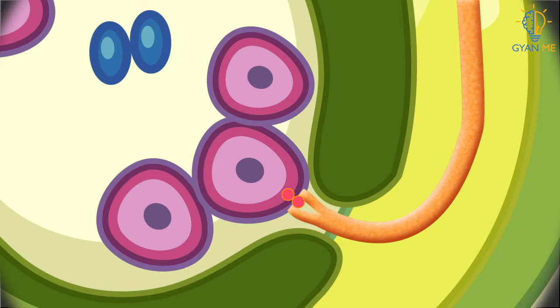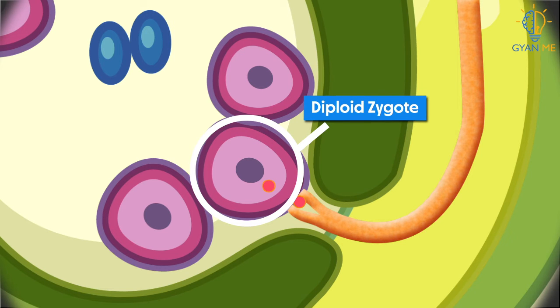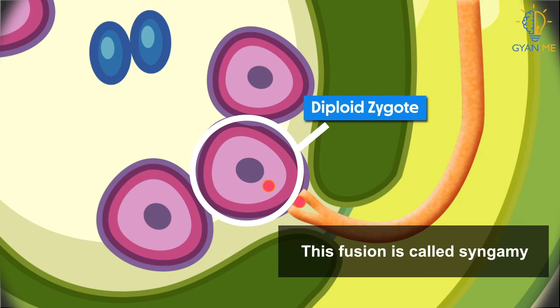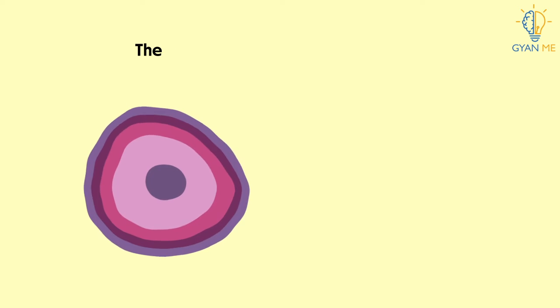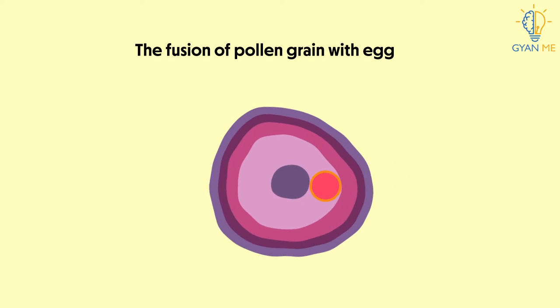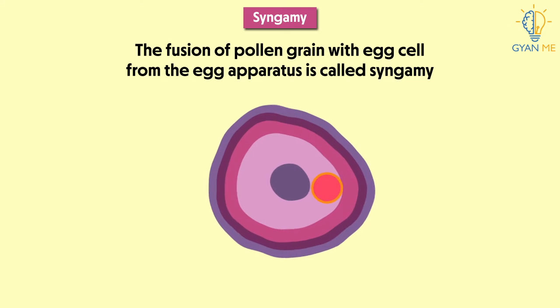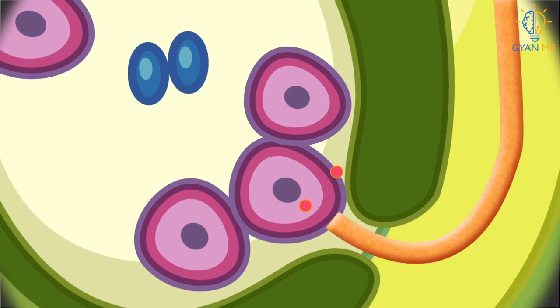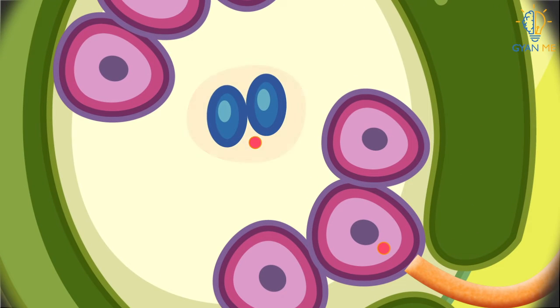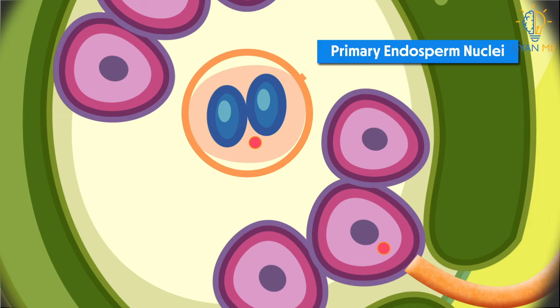embryo sac. One cell fuses with egg cell and forms a diploid zygote. This fusion is called a syngamy. Remember students, the fusion of pollen grain with egg cell from the egg apparatus is called as syngamy. The other cell fuses with the secondary nucleus which is present in the center to form the primary endosperm nucleus.